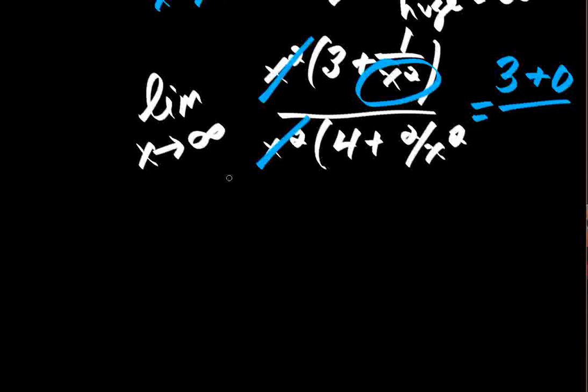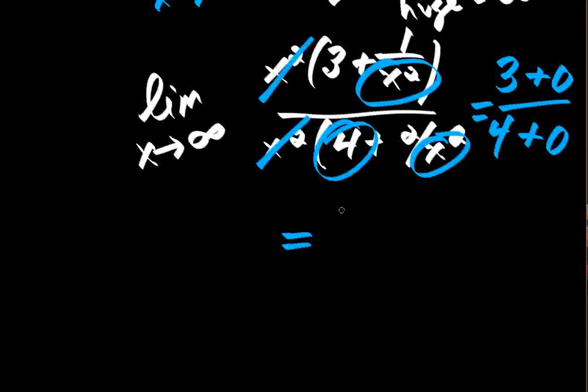On the bottom the same thing happens. As x approaches infinity, well, that's the same as 4. Nothing changed to that number. And here, as this becomes huge, this fraction becomes tiny. 2 over a huge number is 0. So much like this term went to 0, this term is also going to 0. So I have on the numerator 3 plus 0 and the denominator 4 plus 0. So this limit as x approaches infinity is 3 over 4.